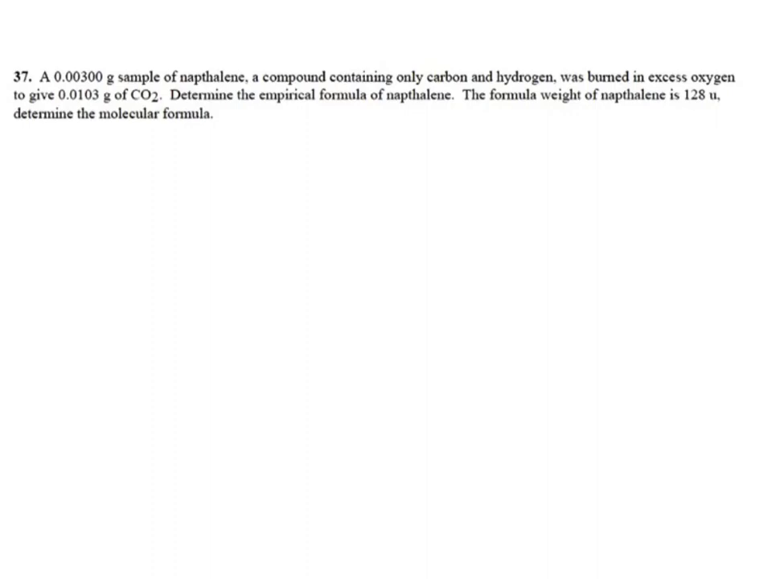All right, a 0.00300 gram sample of naphthalene, a compound containing only carbon and hydrogen, was burned in excess oxygen to give 0.0130 grams of carbon dioxide. Determine the empirical formula of naphthalene. The formula weight is 128 u. Determine the molecular formula.